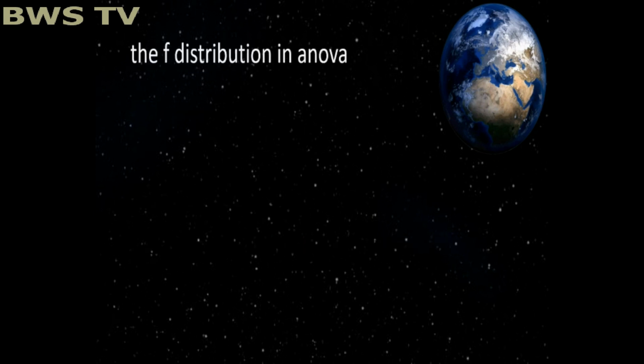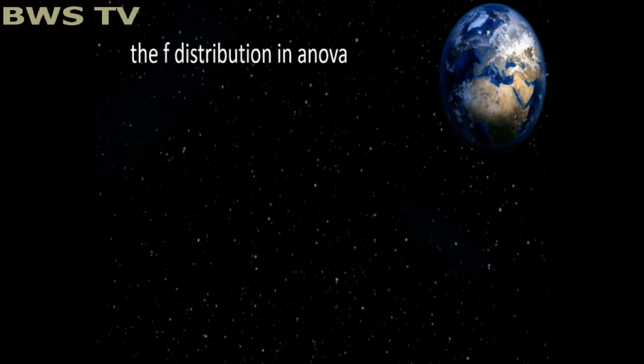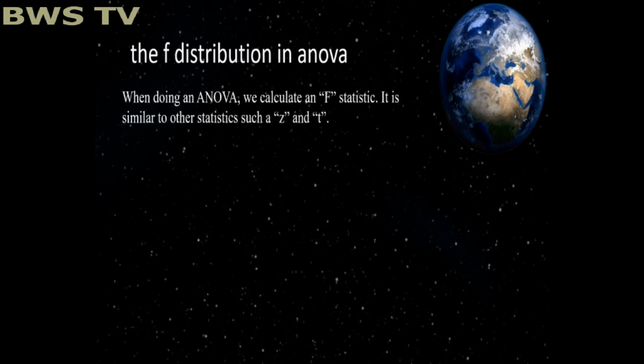And of course, we have the F distribution. An F statistic is a value you get when you run an ANOVA test to find out if the means between two populations are significantly different. When doing an ANOVA, we'll calculate an F statistic. It is similar to other statistics such as Z and T.